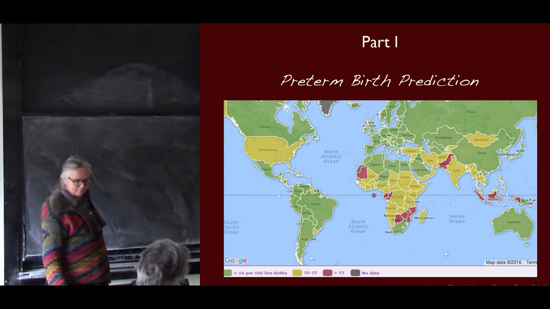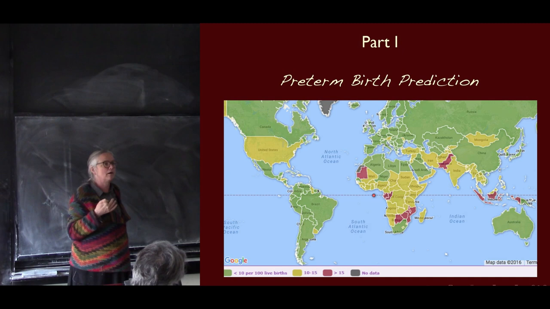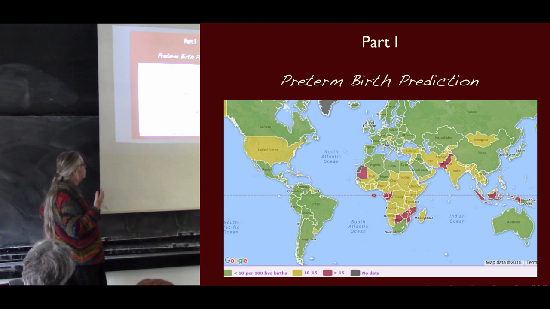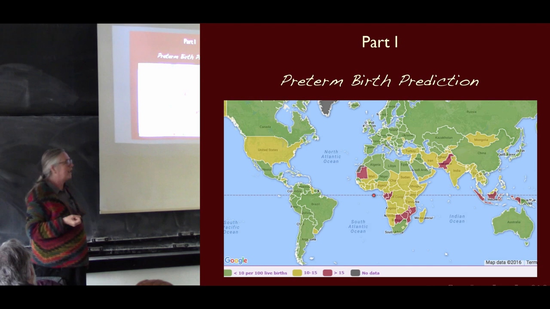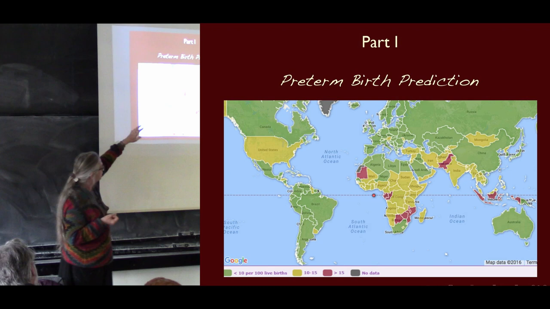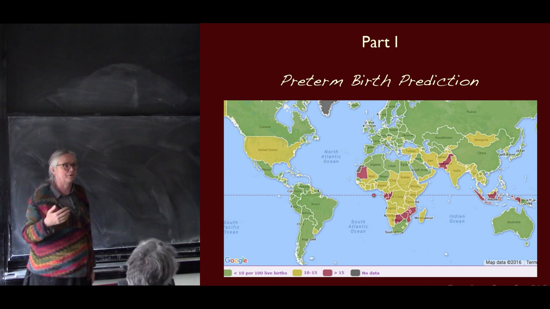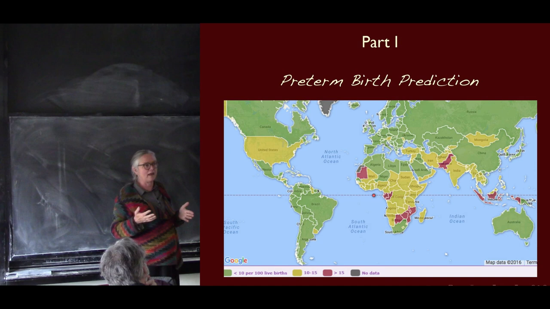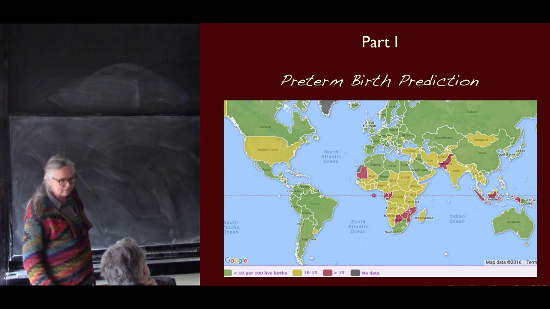So preterm birth prediction, this is a very surprising map. You see that the U.S. is like many countries, sub-Saharan Africa, where you have more than 10 preterm births per 100 births. And many countries like Canada and Europe and Australia have less than 10 preterm births per live births. So this is a problem in many parts of the world, and it's very surprising that you'd have in the U.S., which is supposed to be a developed country with high quality of healthcare, so many cases. And that's why there's been currently research on the diagnosis and trying to understand preterm birth.